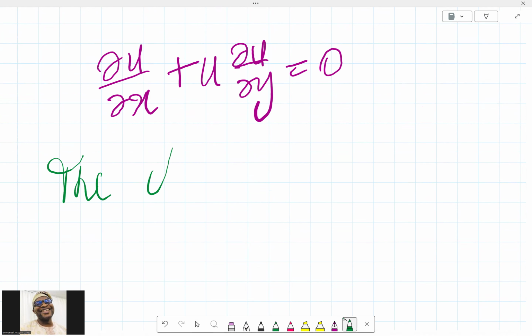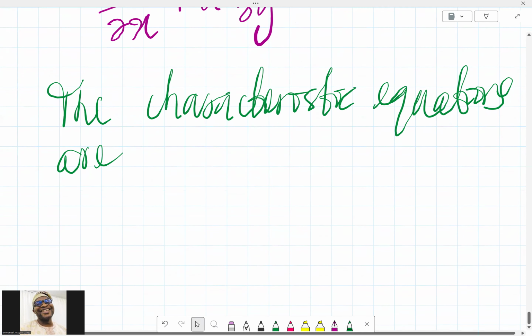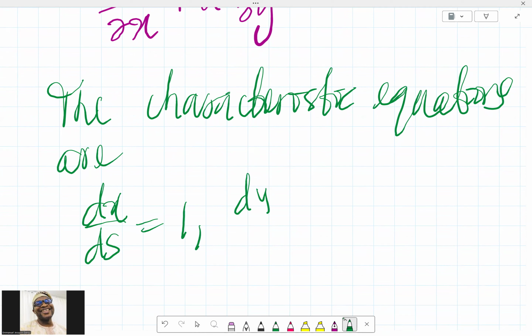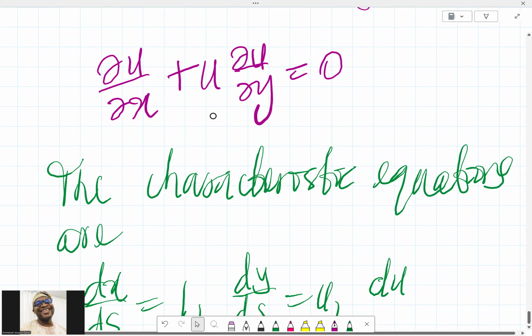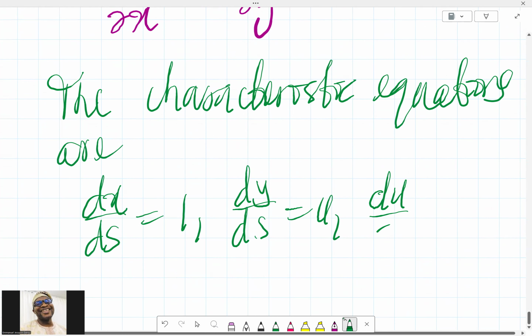The characteristic equations are, again, we have dx ds equals 1, dy ds is u, probably because we have this u here, most likely. And then we have partial u, partial s equals 0 because it is constant along the characteristic curve, right?